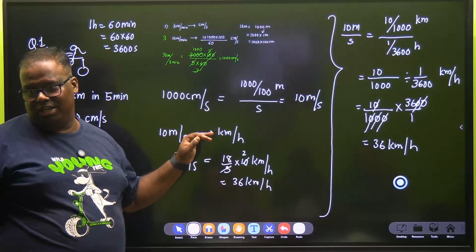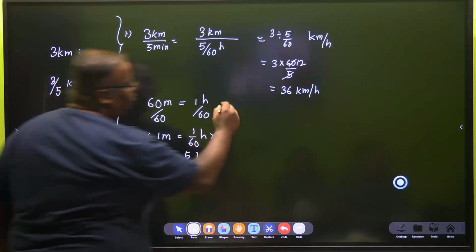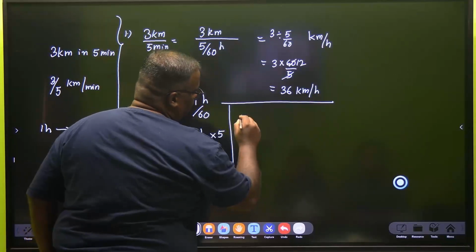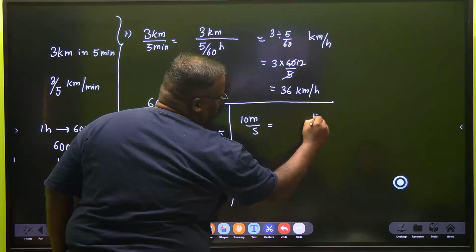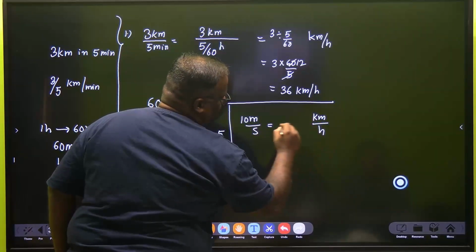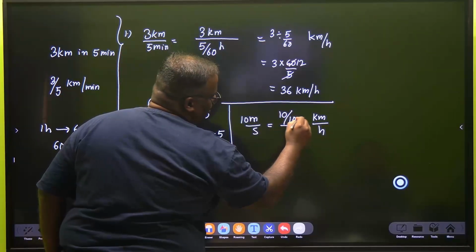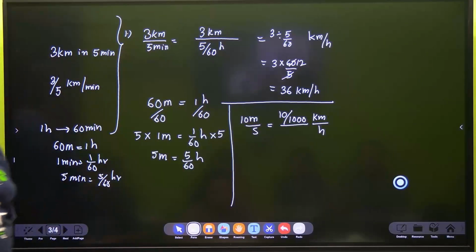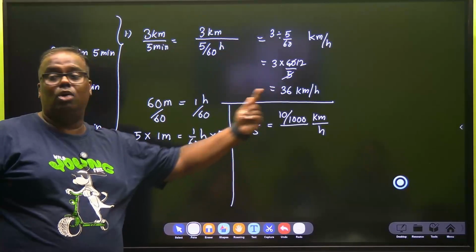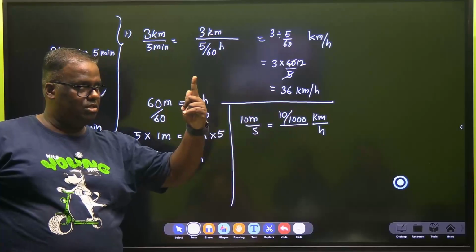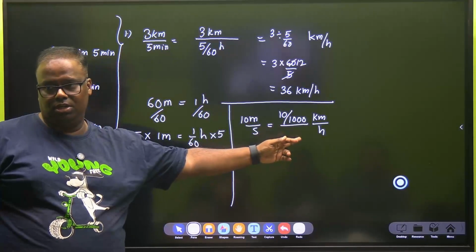10 meters per second. Now we'll convert 10 meters per second. Let's convert. 10 meter per second has to be converted to kilometer per hour. So meter to kilometer. 10 meter means 10 upon 1000. Did you understand this? Kilometer is a bigger unit. 1 kilometer is 1000 meters. So 1 meter is 1 by 1000 kilometer. And this second has to be converted to hour.